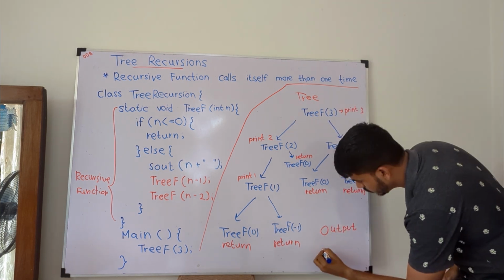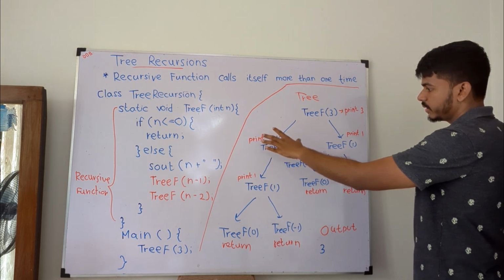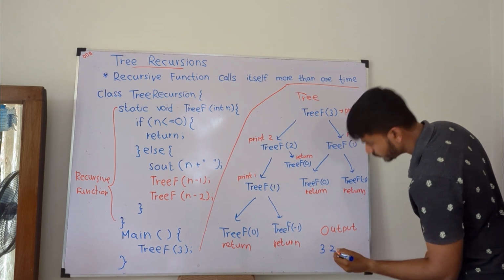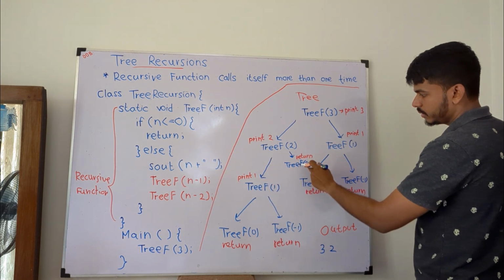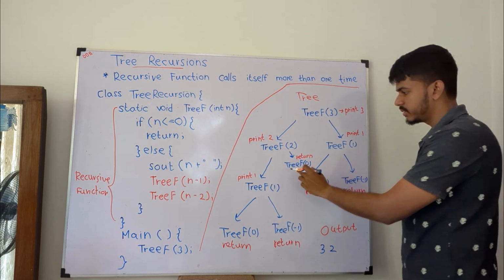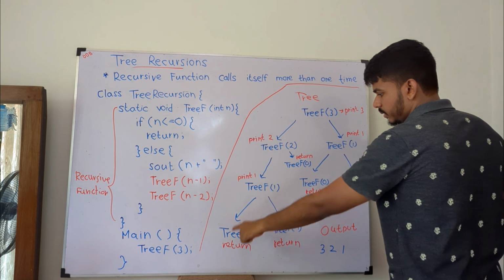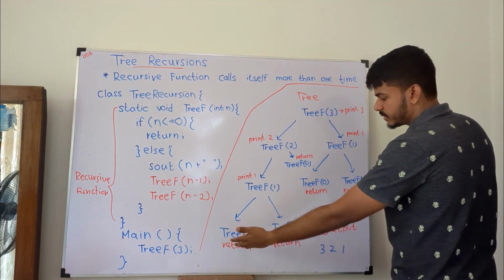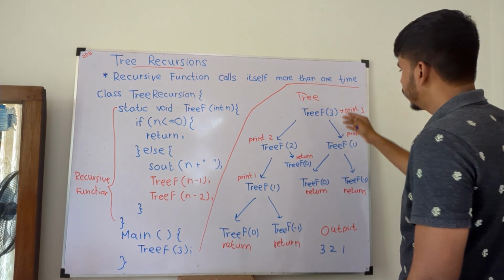First, it's going to print 3, then it's going to go to this leftmost tree side, printing 2, going down the tree branches, printing 1. Here there is no value being returned because this is hitting the base case. Here treeF(1), printing 1. In these branches also not giving a value because they are in the base case, returning. Then after that we are moving to the rightmost path.